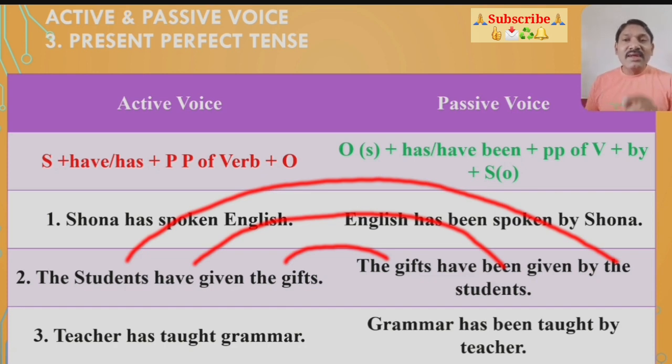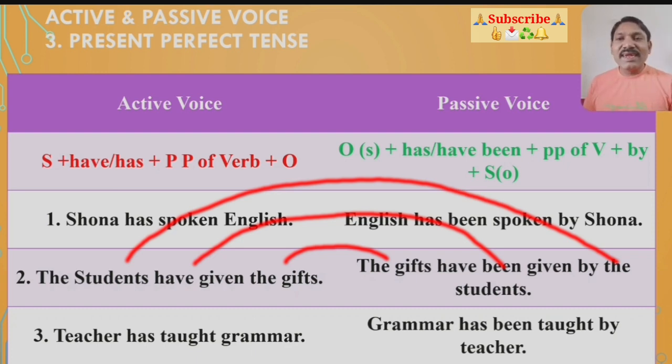In this sentence, the students is the subject, have given is the verb, and the gifts is the object. According to the rule of the passive voice, subject becomes object and object becomes subject. So let's try to write the sentence in passive voice. The gifts have been given by the students. So gifts becomes the subject and students becomes the object. Here we can clearly see it.